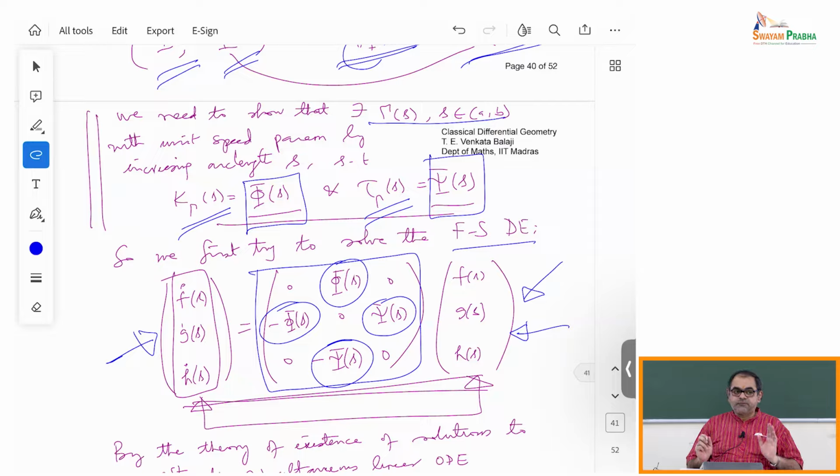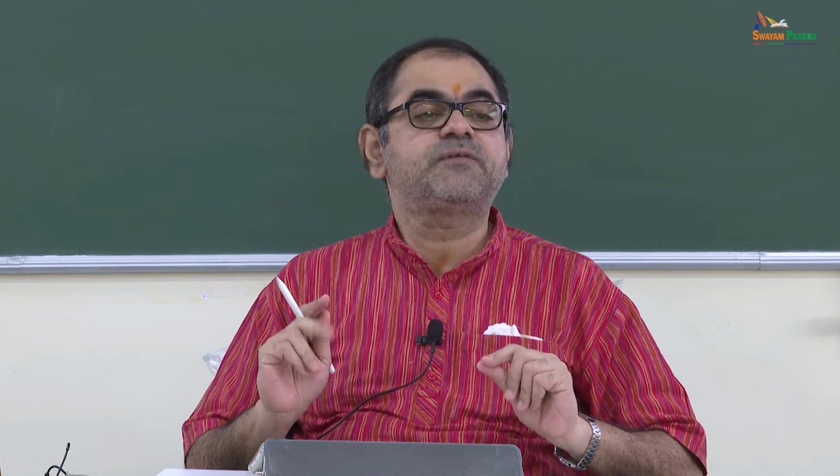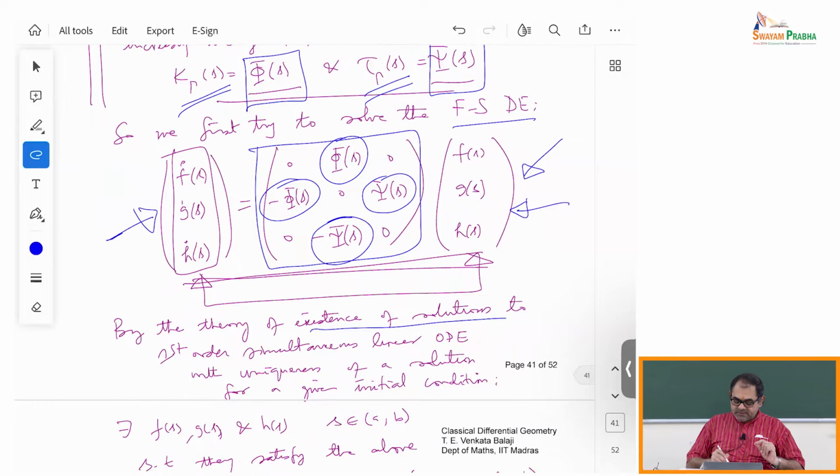So you have to find the curve, but the method is first you find the frame. Then the first member of the frame is the tangent vector of the curve. The tangent vector of the curve is just the derivative of the curve, so if you integrate the first member of the frame, you will get the curve. So the point is that you have to first solve for the Frenet-Serret frame. The theory of existence of solutions to first order simultaneous linear ODE with an initial condition tells you that you can get a solution.